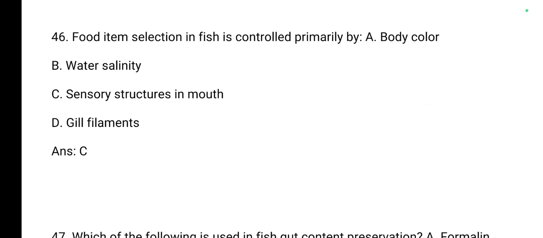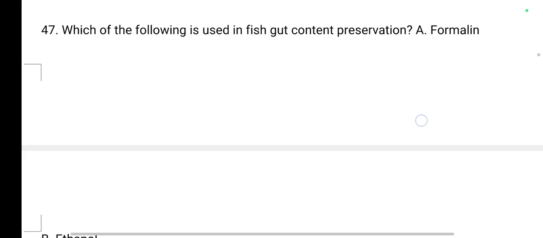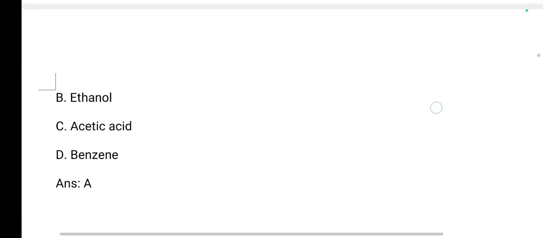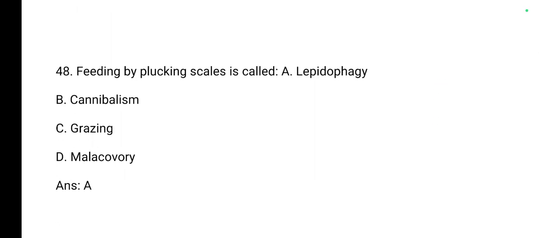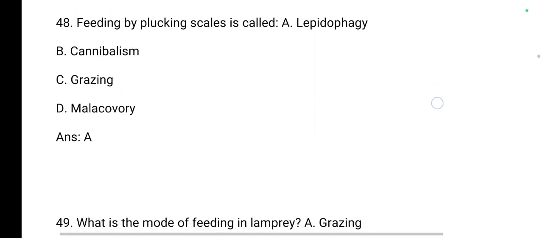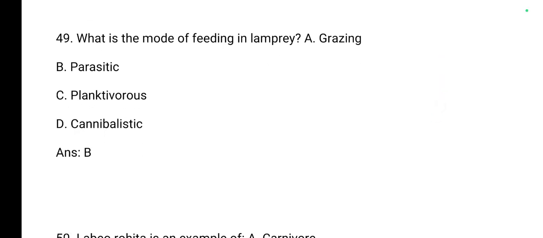Food item selection in fish is controlled primarily by sensory structures in the mouth. Which of the following is used in fish gut content preservation? So it is formalin. Feeding by plucking scales is called, so it is lepidophagy. What is the mode of feeding in lamprey? So it is parasitic.